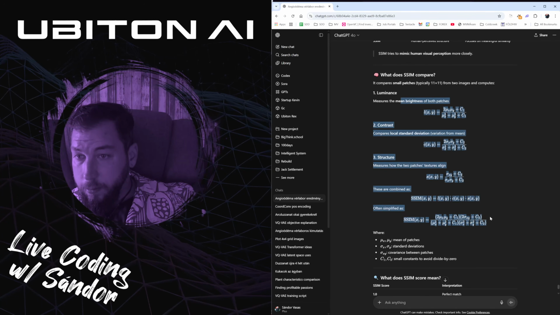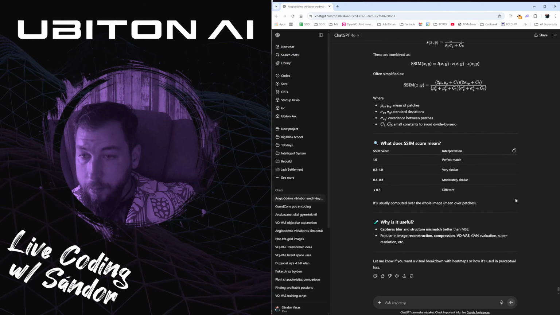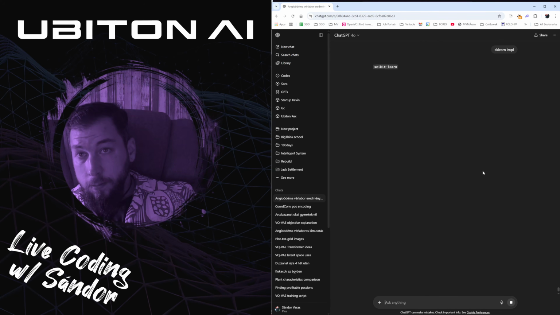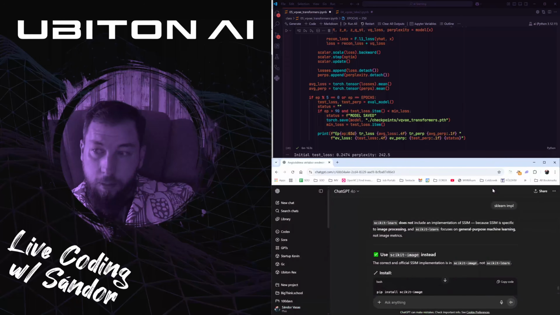And again, you have to implement this using PyTorch and tensors. So the SSIM score of 1 is a perfect match, which means we have to negate this. Yeah, it's in this one. So next I'm gonna try and use that.